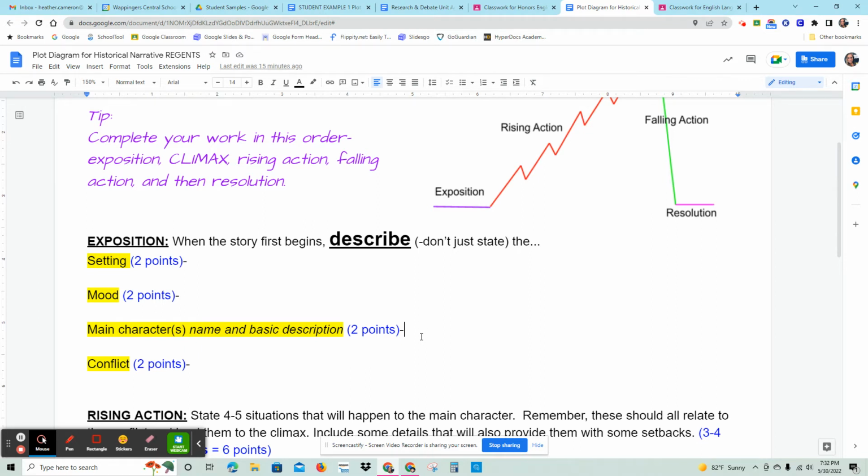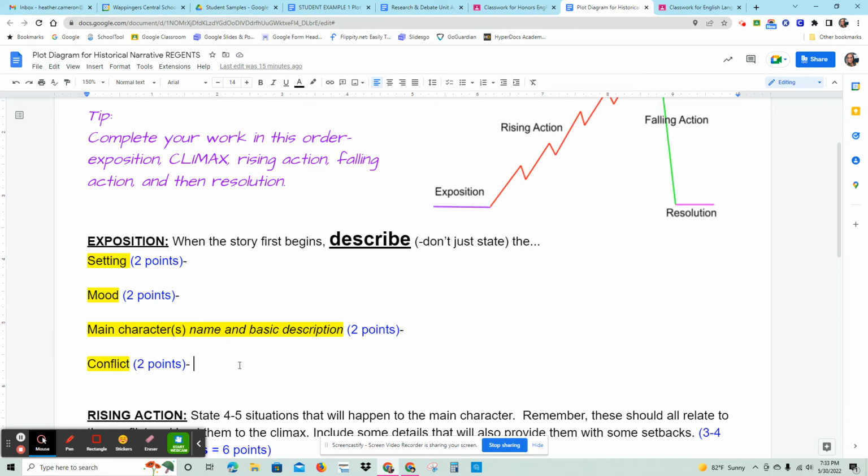For some reason, students tend to say, oh, Mary, age 41, brown hair. We're looking for something a little bit more than that. Tell us about Mary. Who is she? What does she do? Does she have children? Is she married? Does she have a job? What are her interests? What does that tell us about her? So that would be for this section here.